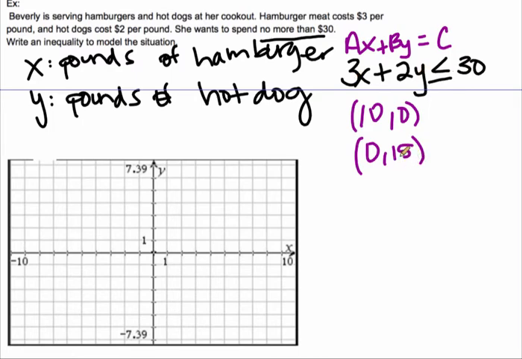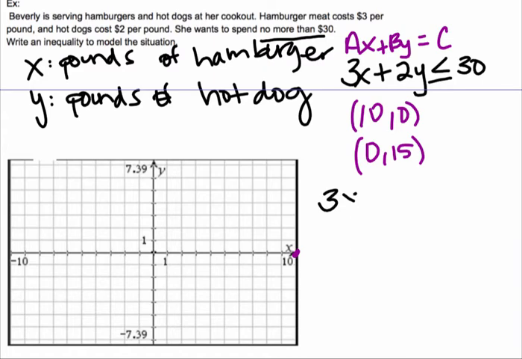Now, you have to remember that we have this less than or equal to symbol. So when we graph it, we have to know what kind of line we're using and where we're going to shade. I'm going to go ahead and plot this point 10, 0. Now 0, 15 does not fit on my graph, so that's not going to really work. So let's look at it a different way.